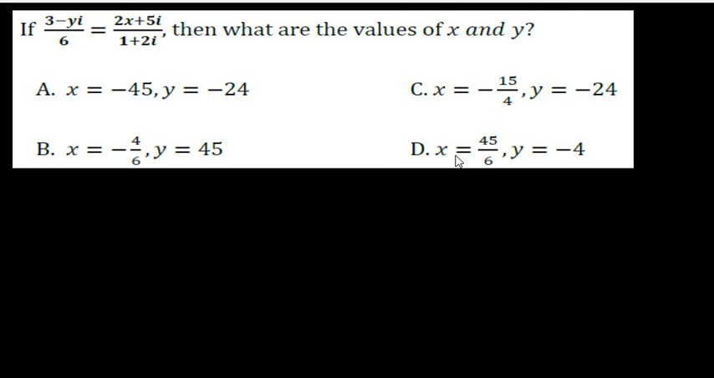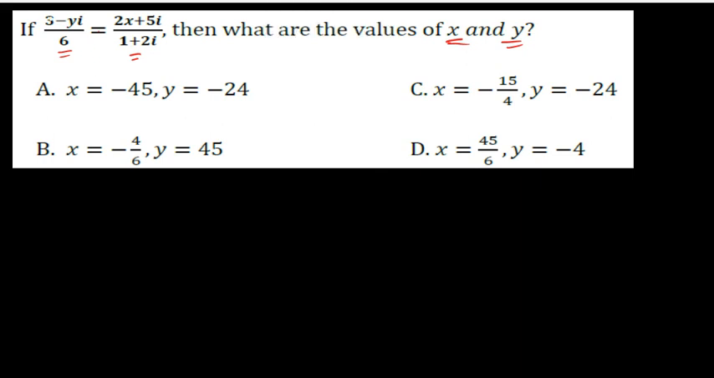Okay, the next question is a complex number question. The complex number (3 minus yi) over 6 is equal to (2x plus 5i) over (1 plus 2i), it says. So those two are equal. This is a given condition. Then we need to find the values of x and y, the variables. So we can multiply crisscross.